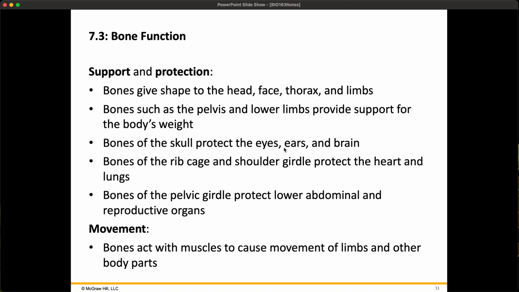Bones of the skull protect the eyes, the ears, the brain, the rib cage and shoulder girdle protect the heart and the lungs, and the pelvic girdle protects abdominal organs, reproductive organs, things like that. So you can connect where the bone is and think about what major structures are underneath it.